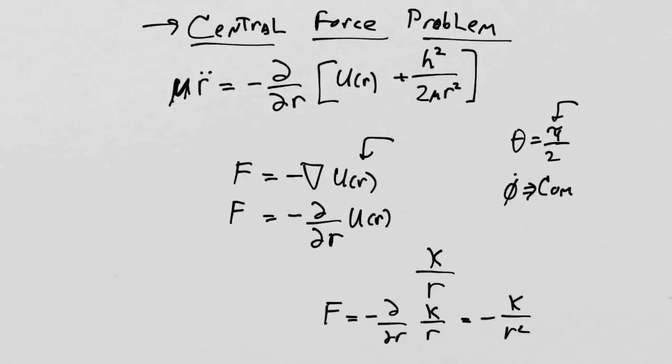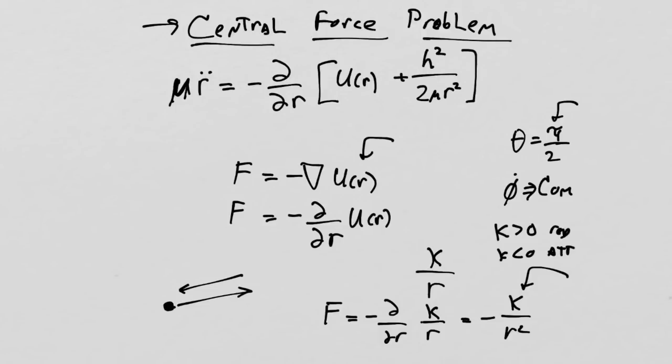With kappa over r squared, the force can be positive or negative, meaning it can be repulsive or it can be attractive to the center of our symmetry, depending on the sign of kappa. And I think the standard is, let me see if I can remember this. If kappa is greater than 0, then the force is repulsive. If kappa is less than 0, the force is attractive.